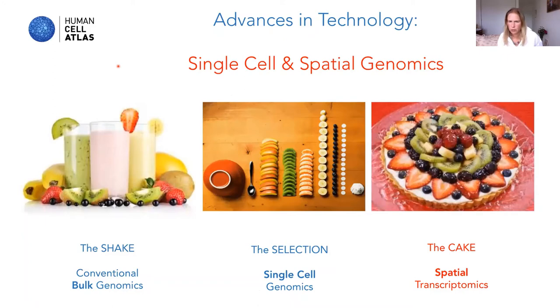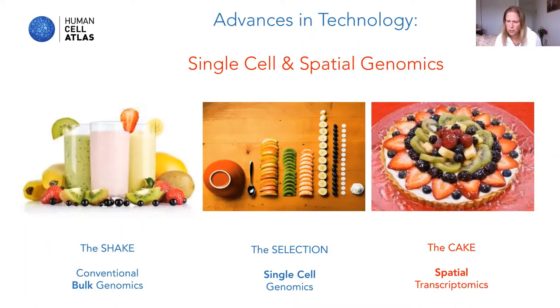I want to spend a few more words on technology. I've emphasized that really what catalyzed this project was the resolution revolution in genomics that allowed us to go from bulk studies of tissues to single cells. What I want to use as an analogy here is the conventional bulk genomics that uses hundreds or thousands of cells, or even more cells as input, is kind of like a fruit smoothie or a milkshake, where you're blending together many individual cells to read out the average properties of that ensemble of cells. The single cell genomics approaches that can resolve individual cells provide us with the selection of pieces of fruit that are inside the smoothie.